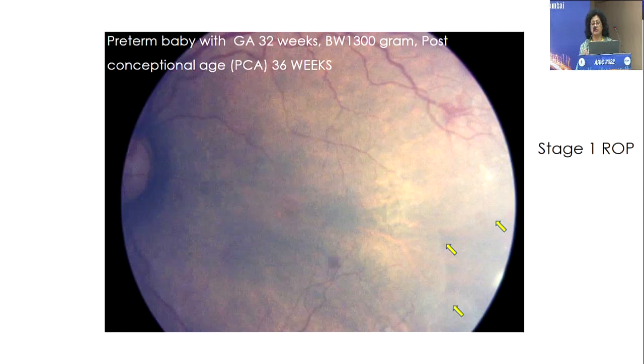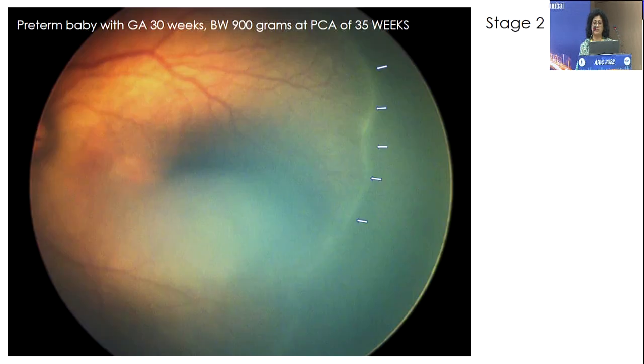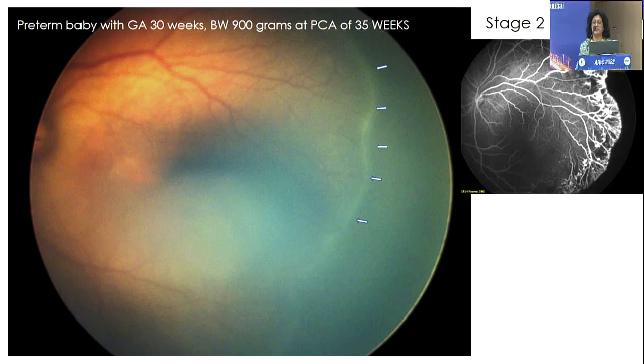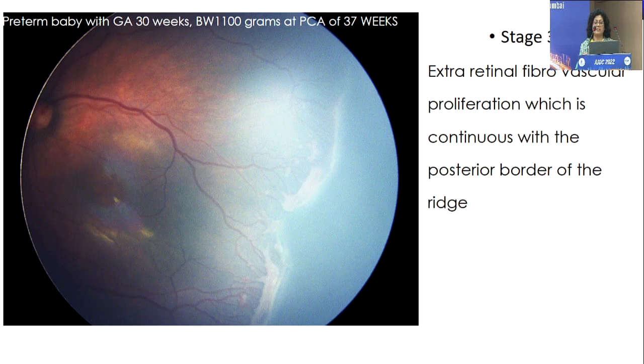Now, coming to the severity of ROP, if you see a line between the vascularized retina and the avascularized retina, this is stage 1 ROP. You could see some arteriovenous malformations just posterior to this line. If this line gets a volume, it is stage 2 ROP. If you do fluorescein angiography here, you will pick up some arteriovenous shunt vessels. And if there is raised extraretinal fibrovascular proliferation, you will see that the posterior part of this is in continuation with the fibrovascular tissue there, and these are perpendicular to the ridge. So this is what it is.